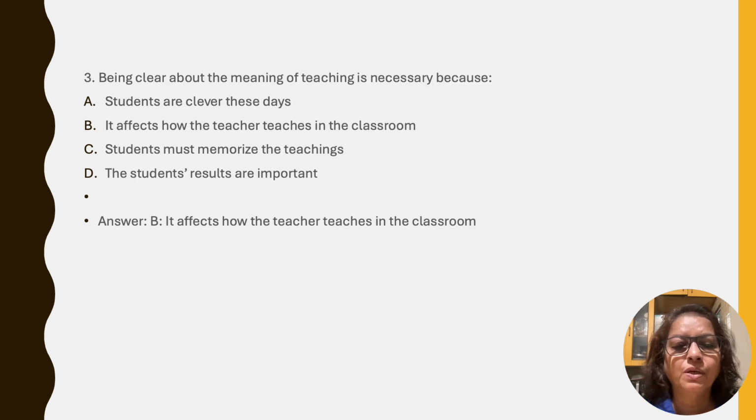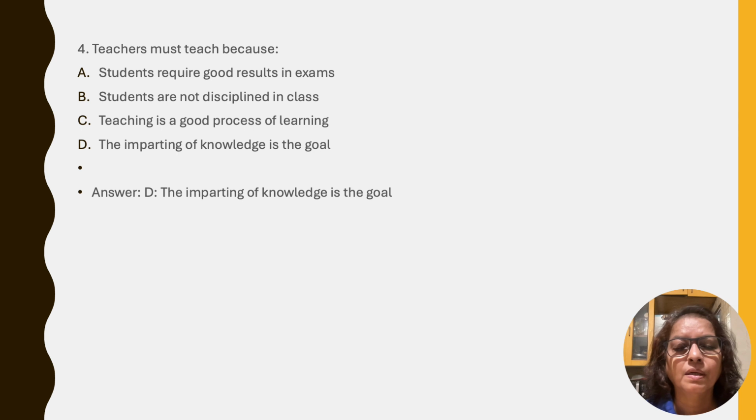The third MCQ, being clear about the meaning of teaching is necessary because students are clever these days. It affects how the teacher teaches in the classroom. Students must memorize the teachings. The students' results are important. Of course, the answer here is it affects how the teacher teaches in the classroom.